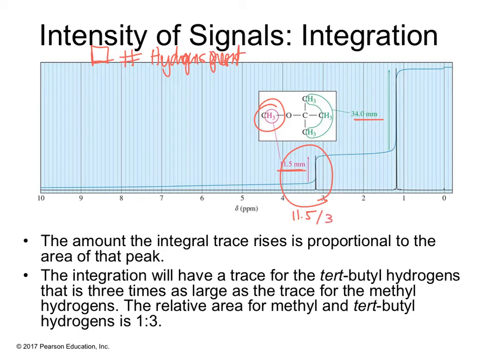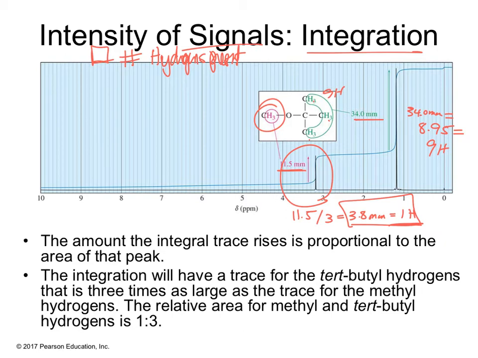That gives me 3.8 millimeters for 1 hydrogen. And so then here, if this is 34.0 millimeters, then you would do 34 divided by 3.8, and you'd say, okay, that's 8.95. That rounds up to 9 hydrogens, and you see 3, 3, and 3, so that's 9 hydrogens. So the integral height, you figure out what the height is for 1 hydrogen, and then you can figure out the number of hydrogens present. So the intensity of the signal, the integration, should tell you how many hydrogens you have.